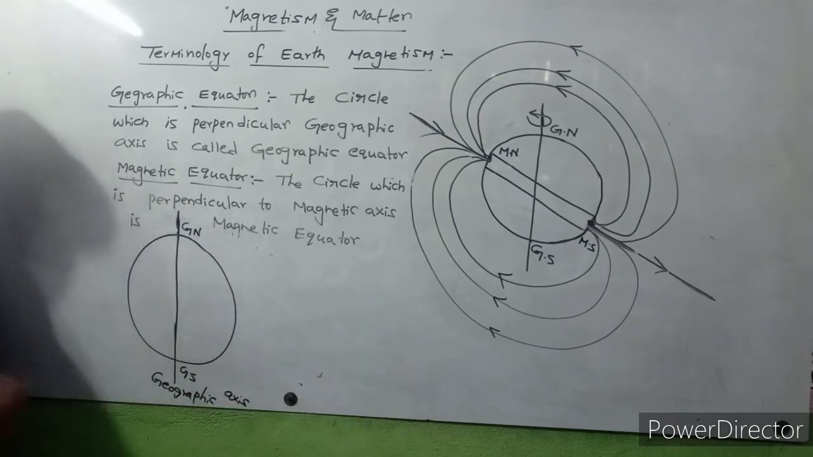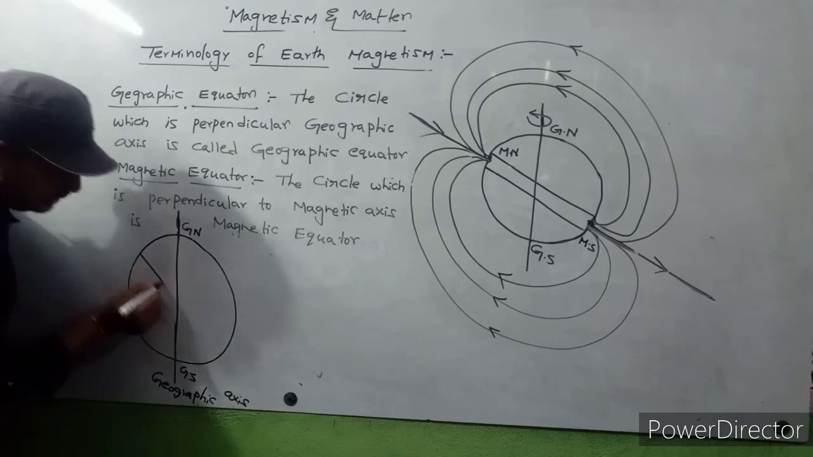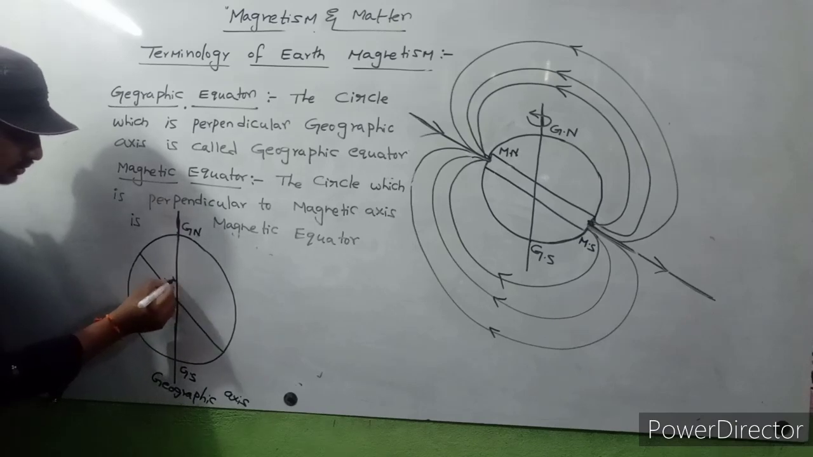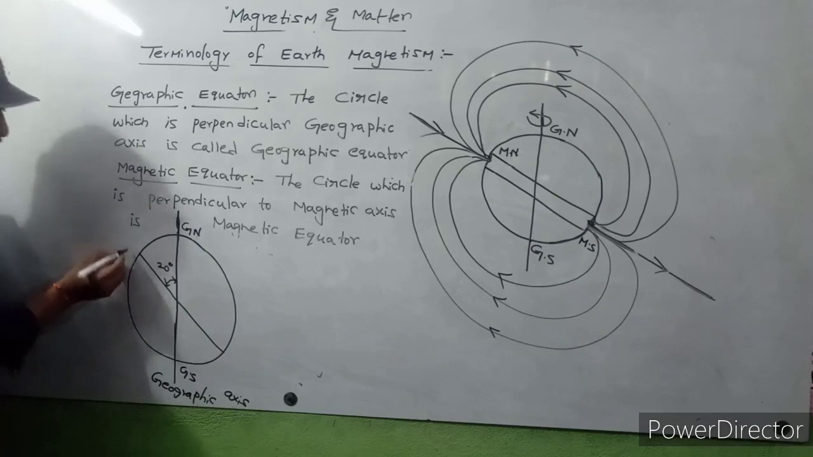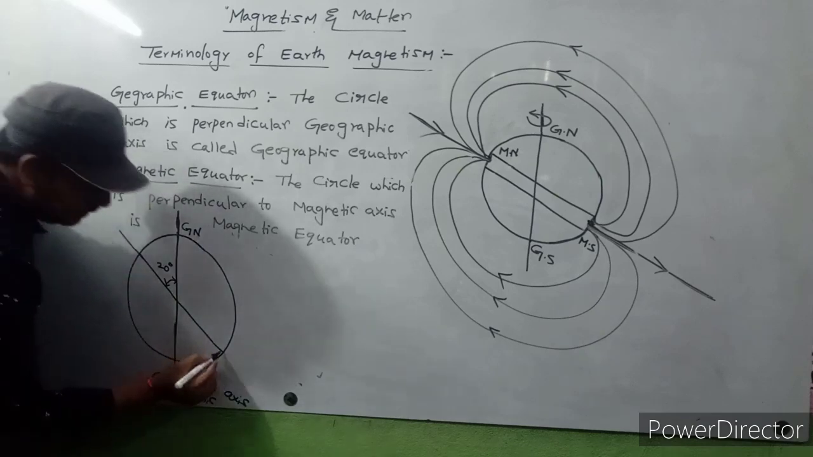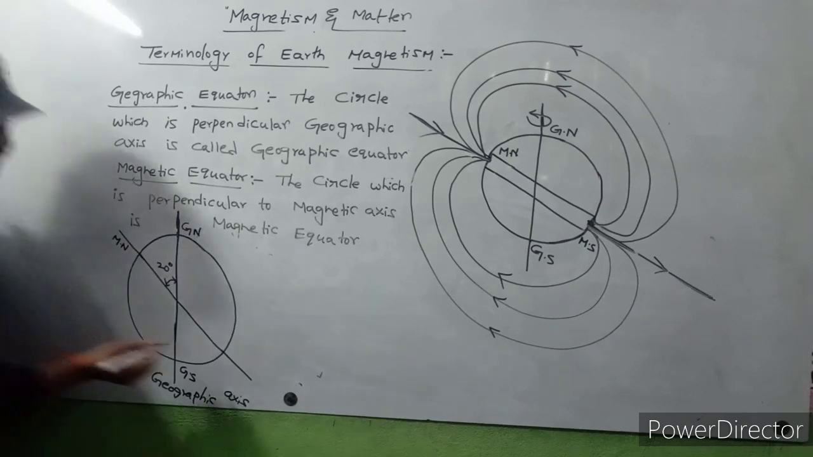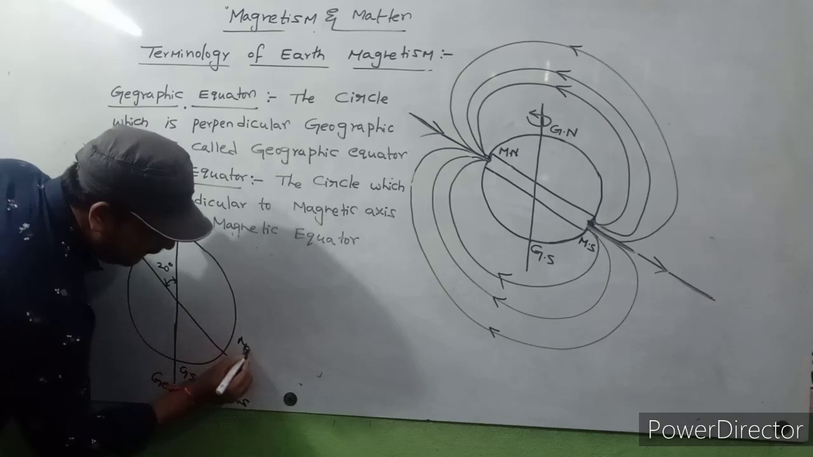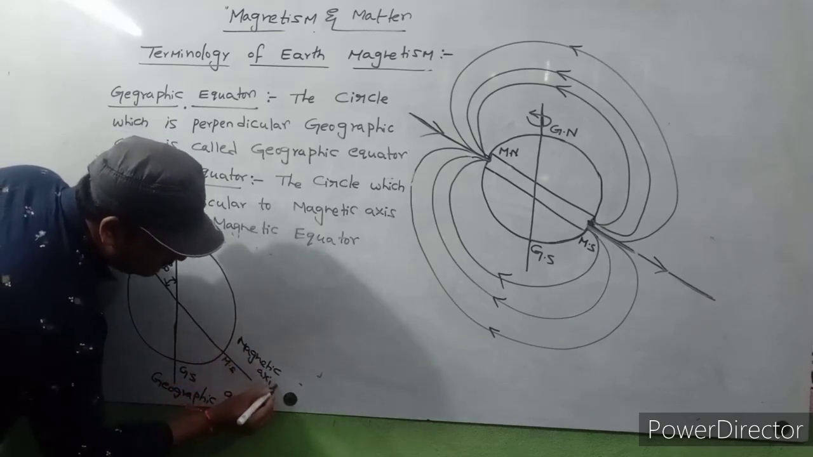Geographic axis. And here, this is another axis. Here the angle is 20 degrees. With a 20 degrees angle, one axis is there. This axis is called the magnetic north pole. Here this is the magnetic south pole. This is called the magnetic axis.